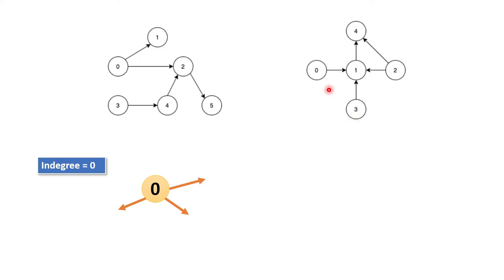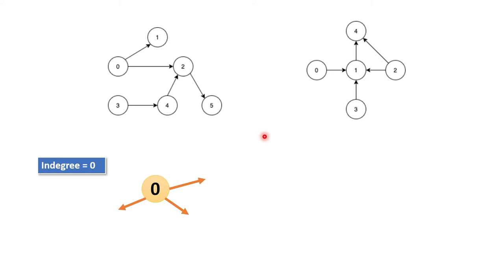Same for this particular example also. Here the nodes which have in degree value as 0 are 0, 3 and 2. If you notice, if you start from 0, 3 and 2, you can cover all the nodes. So we have to just find the nodes which have in degree value as 0 and that will be the answer.